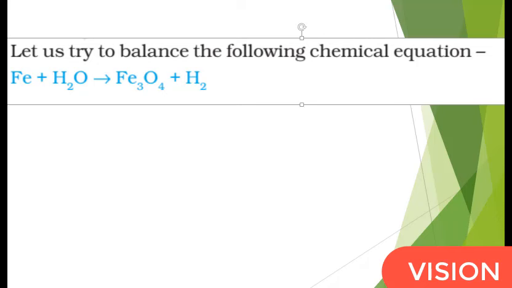This equation is not a balanced equation. How I am telling means left hand side only one iron atom is there. In the right hand side, in the product side, 3 iron atoms are there. Left hand side 1 oxygen atom is there. Right hand side 4 oxygen atoms are there. But hydrogen is in the balanced condition, so we have to balance the iron and oxygen. How to balance the equation?